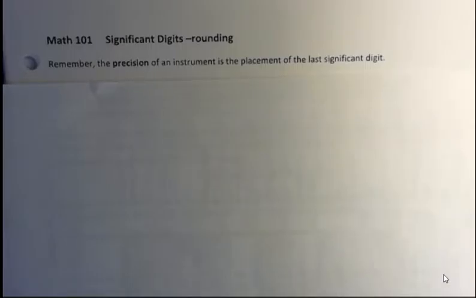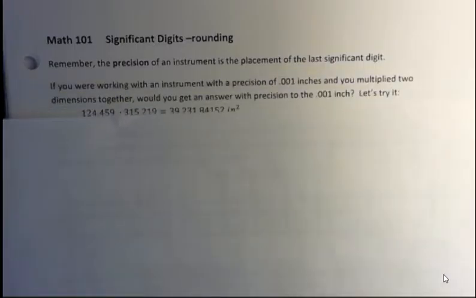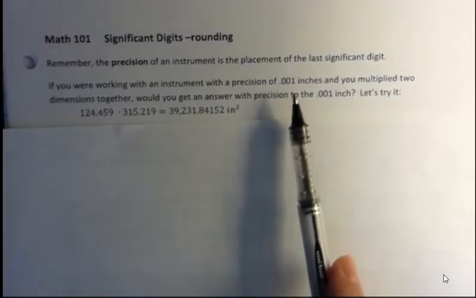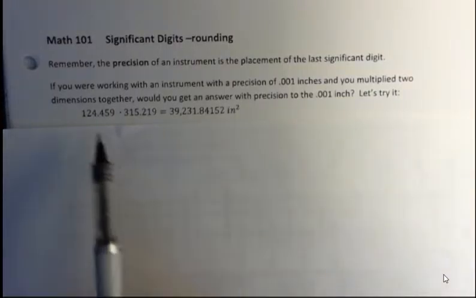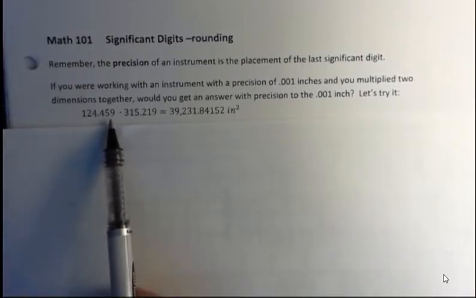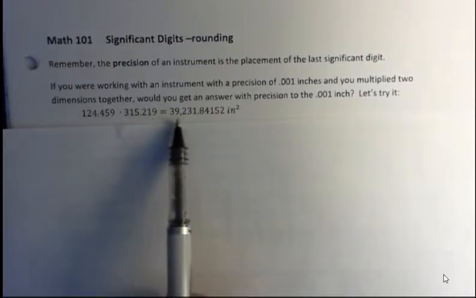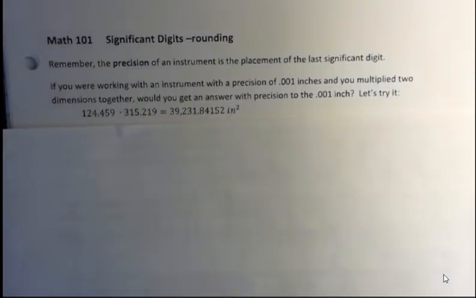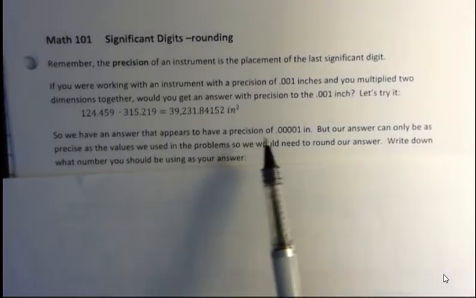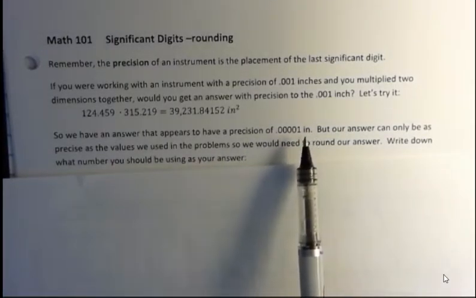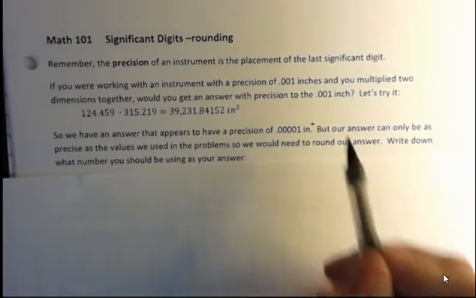The precision of an instrument is the placement of the last significant digit to the right, or the precision of your measurement. For instance, if we have a precision that's 1/1000th of an inch and you multiply two dimensions together, would you get an answer with the precision to the 1/1000th of an inch? Well, when you try it, you can see what happens. This has a precision to the 1/1000th, this has a precision to the 1/1000th, but your answer is not to the 1/1000th if you do it on your calculator. And so we have an answer that appears to have a precision to the 100,000th inch, or inches squared, if we're talking about that problem.